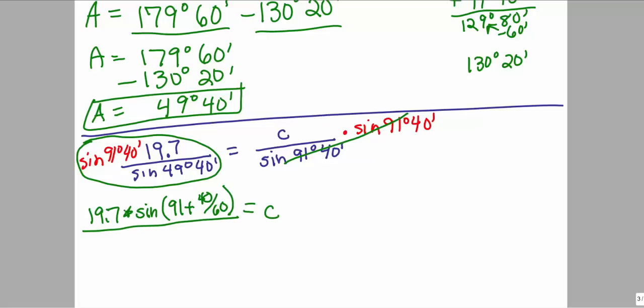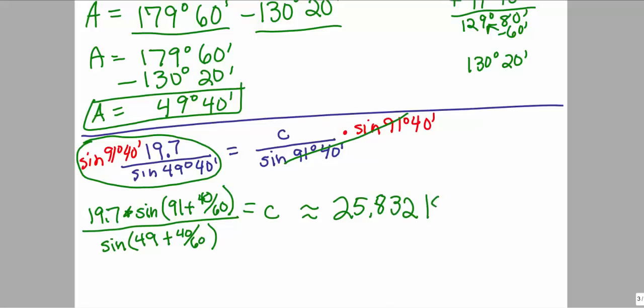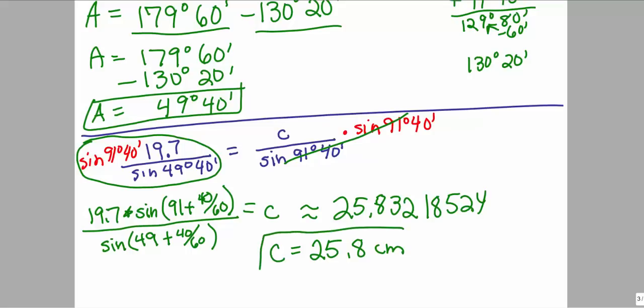We're going to divide that by sine of 49. And once again, we're going to convert to decimal degrees. So we're going to say 49 plus 40 minutes out of 60 minutes. We're going to get a value for C, and I get 25.83218524. And we're going to round to the nearest tenth again. So I want to say this is 25.8 centimeters for side C.